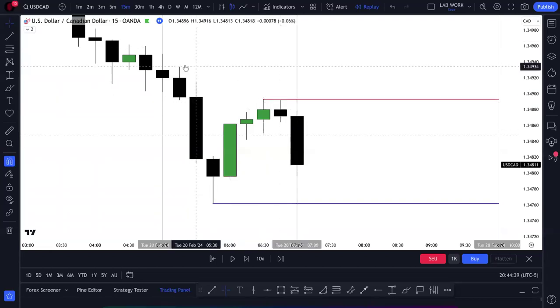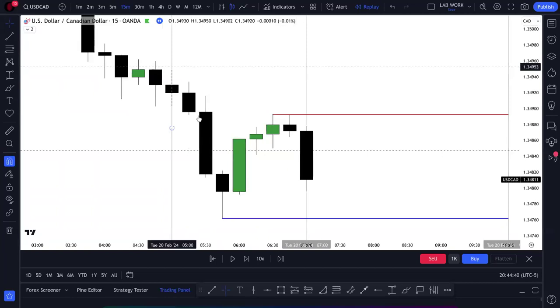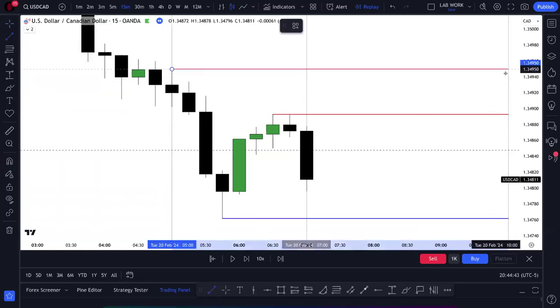So we're going to use that. We also have this high up here. We're going to take this high as well. So take that high. Now, we have our buy side and sell side framed up.